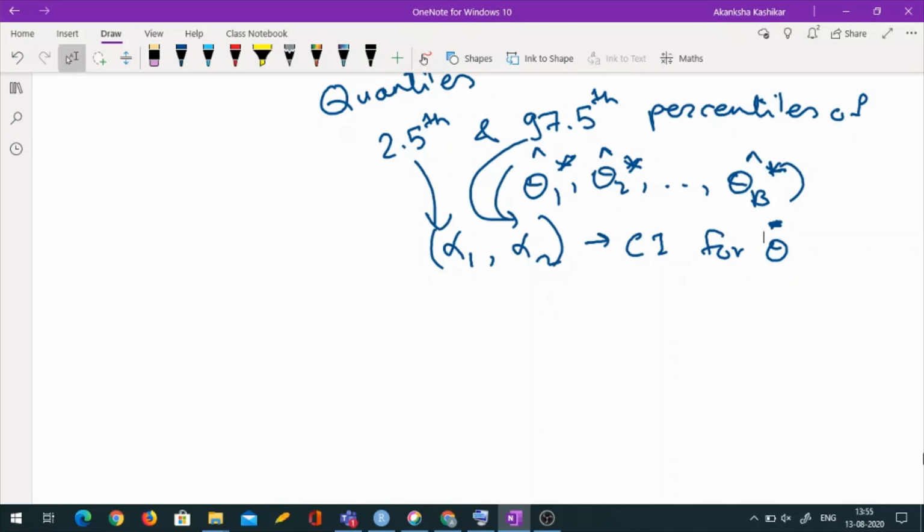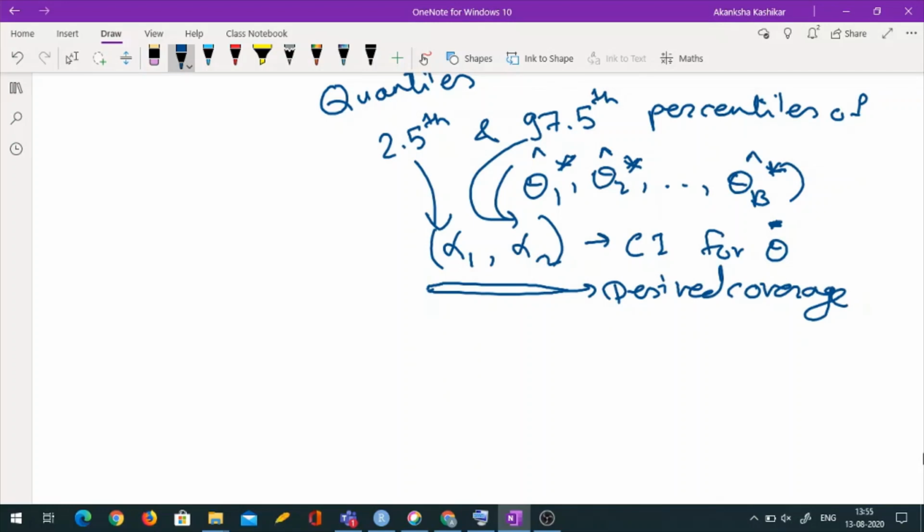Of course, there are some rigorous theoretical conditions under which all these things are good. What do I mean by good? This interval is good in the sense that it gives me the desired coverage. It gives me the desired coverage only if my underlying distribution is well behaved.